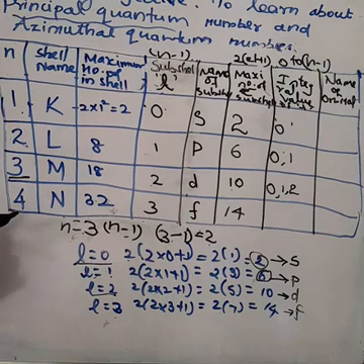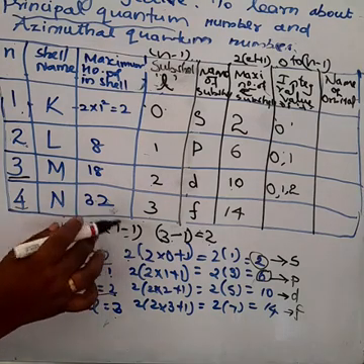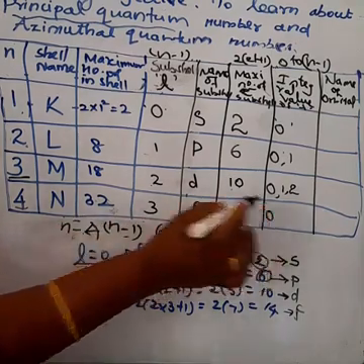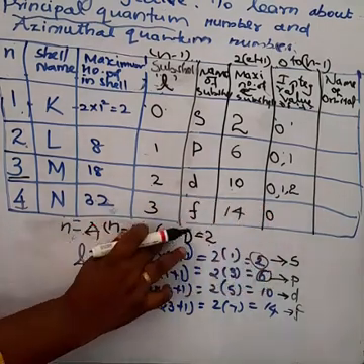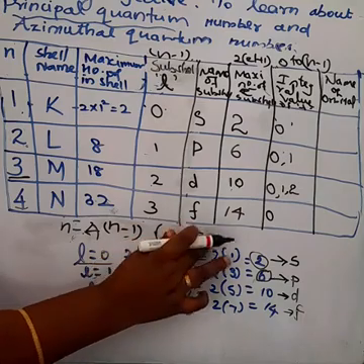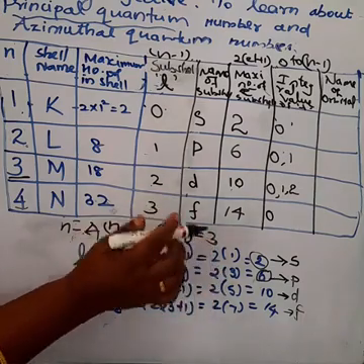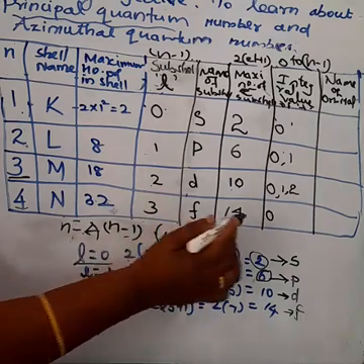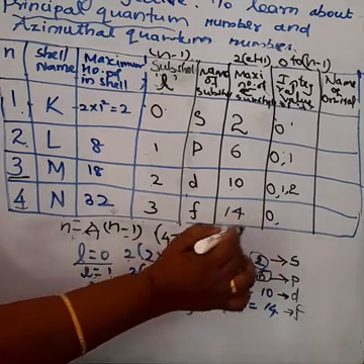The integral value of L starts from 0 to n minus 1. For n we are taking here 4. So 4 minus 1 we get 3. So the integral value of L starts from 0 to 3: 0, 1, 2, 3. Understood?